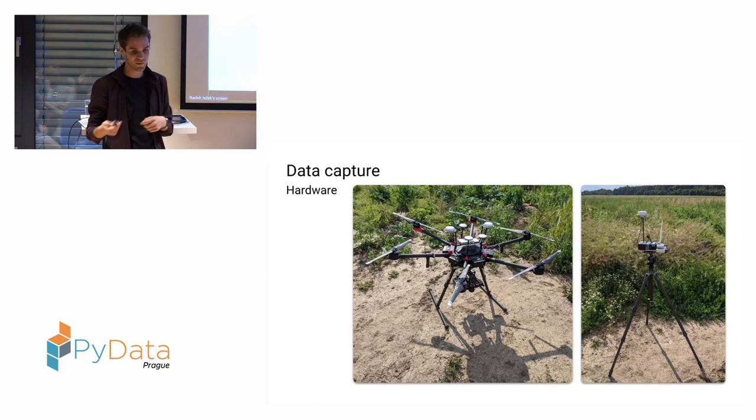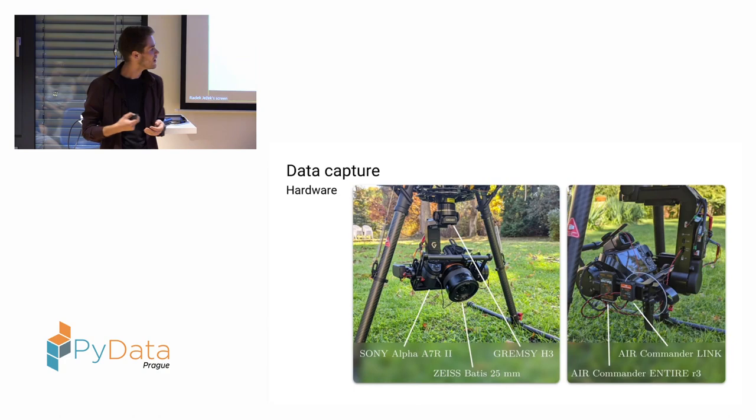So this is the payload that we had on the drone. It's a mirrorless camera with a 25 millimeter lens. It's mounted on this gimbal, which allows it to rotate all around. And then we have a few boxes. We have the Air Commander Entire, which is a small computer that runs Linux, and it writes the GPS positions into the metadata of the images, and it also triggers the camera.